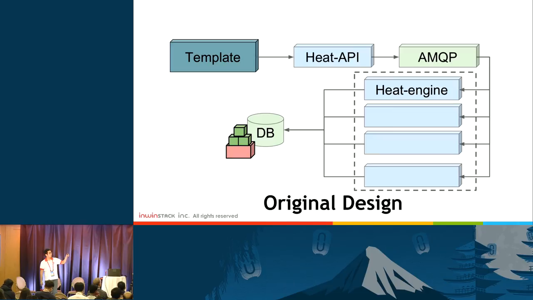The original workflow is that a template will be pushed to the Heat API, using the stack create API call. The Heat API will use AMQP to send it to the Heat agent, and the Heat agents will handle the entire stack and make sure the database has the stack data. Then it will tell the users that your stack is ready. That's what we were talking about originally.